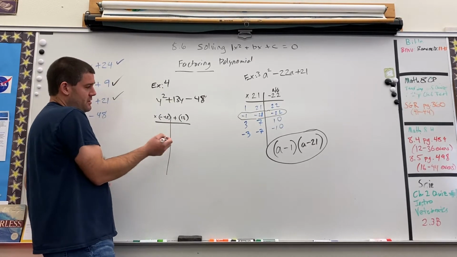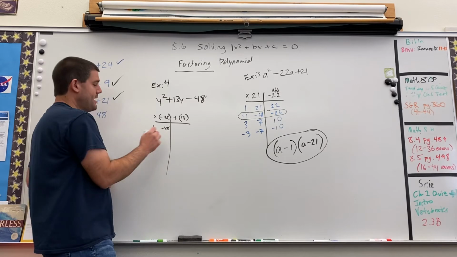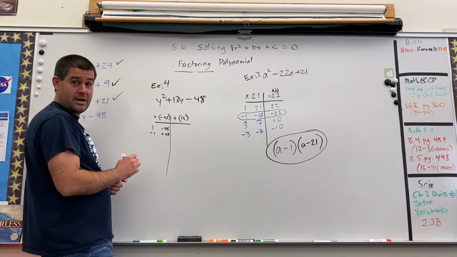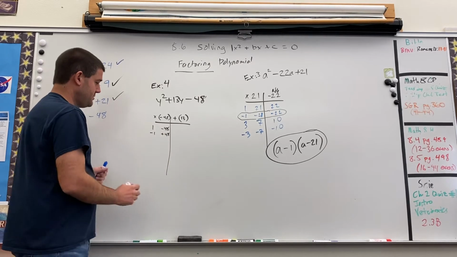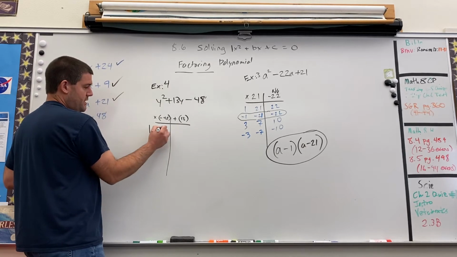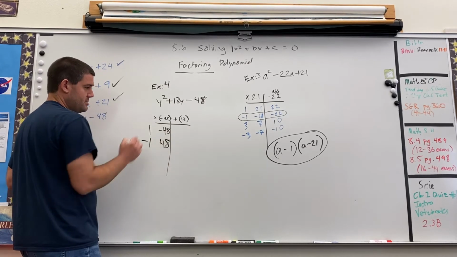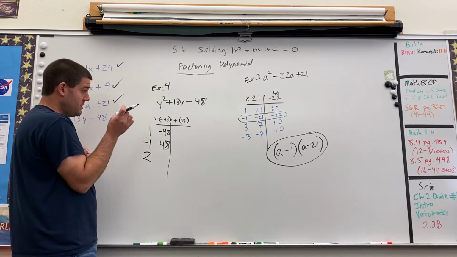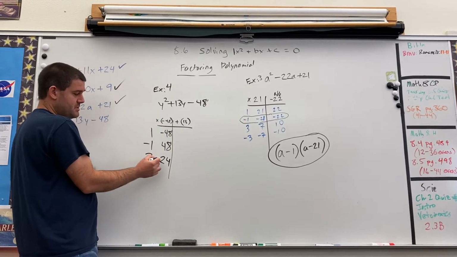All right, negative 48. Well, obviously I can do a positive 1 and a negative 48. One option. I could also do a negative 1 and a positive 48. Another option. Okay, we have a 1 and a negative 48, a negative 1 and a positive 48. I could do 2 and 24, but one of them needs to be negative.